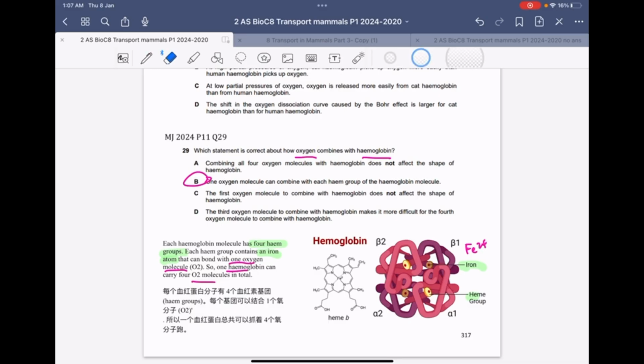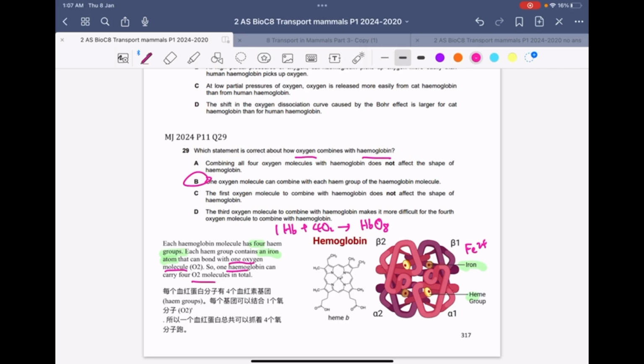So it will be like this: one hemoglobin can bind with 4 oxygens, and it becomes HbO8. And then why, in this question, are the other choices incorrect?